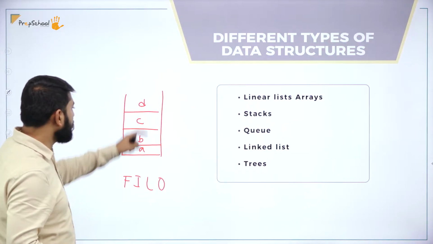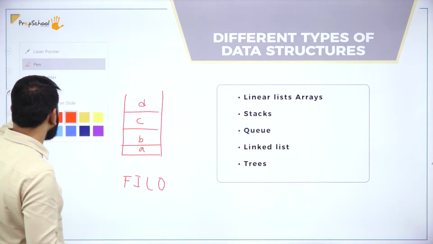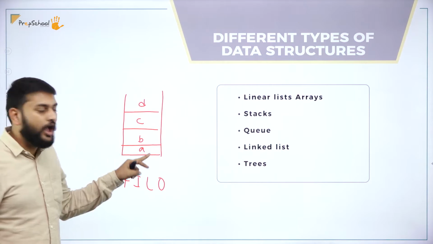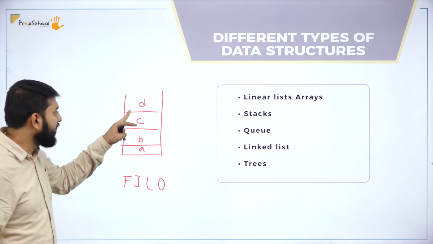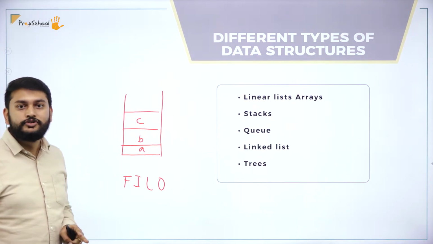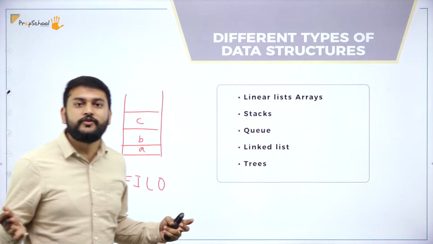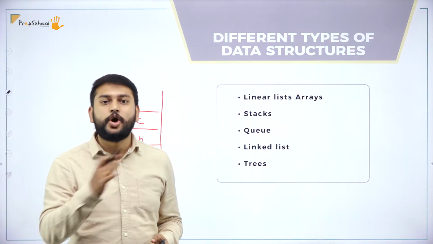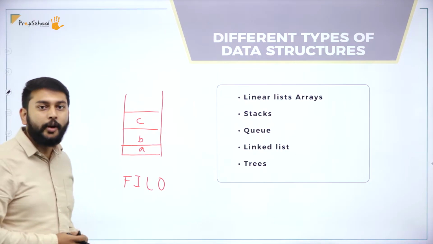Suppose I want to remove an element. I cannot remove A, B, or C first. First I have to remove D. This operation is what I call pop.